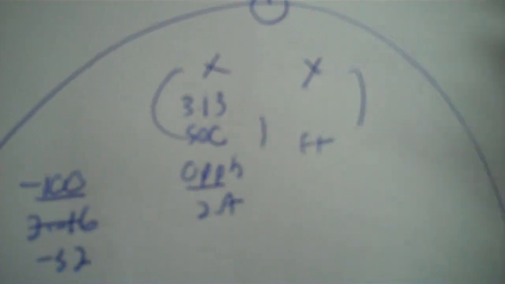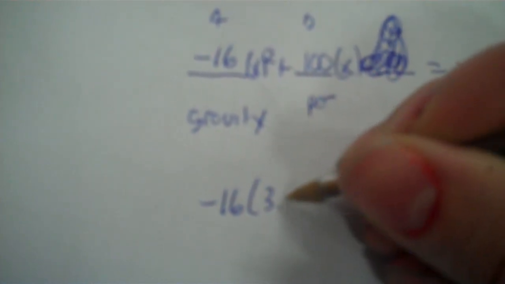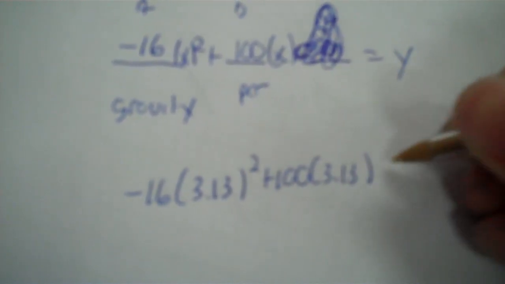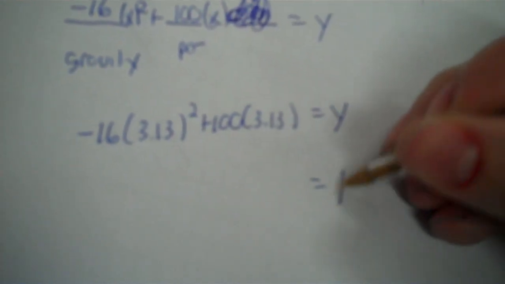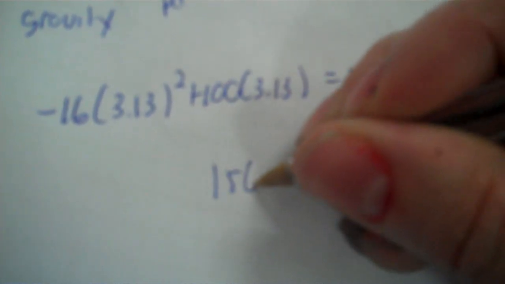Now to find the actual maximum height, you substitute 3.13 in for each of your x's. Okay, so negative 16, 3.13 to the second, plus 100, 3.13, 156.25. Okay. So that's the feet.